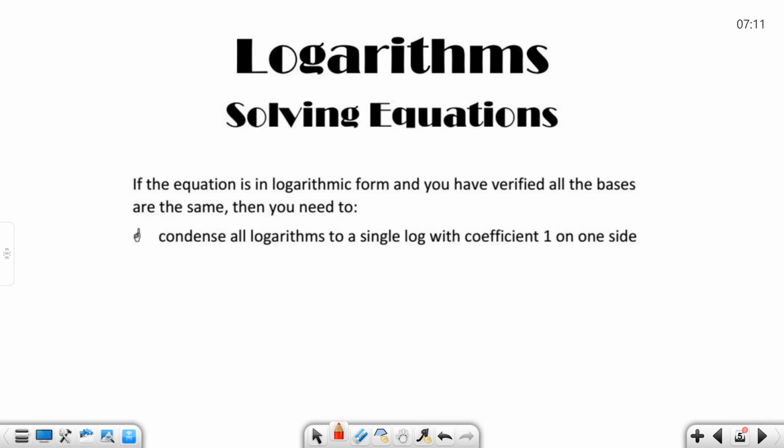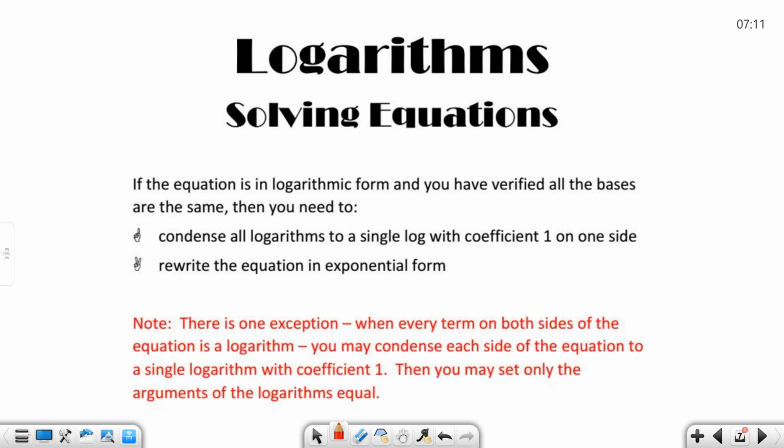If the equation is in logarithmic form and you have verified all the bases are the same, then here's what you need to do. Condense all logarithms to a single log with a coefficient on one side. That means you get all your logs on one side of the equation and everything else on the other. Then simplify all the logs down to a single logarithm with a coefficient of 1, which there's a video for as well. Rewrite the equation in exponential form. So we're going to change it.